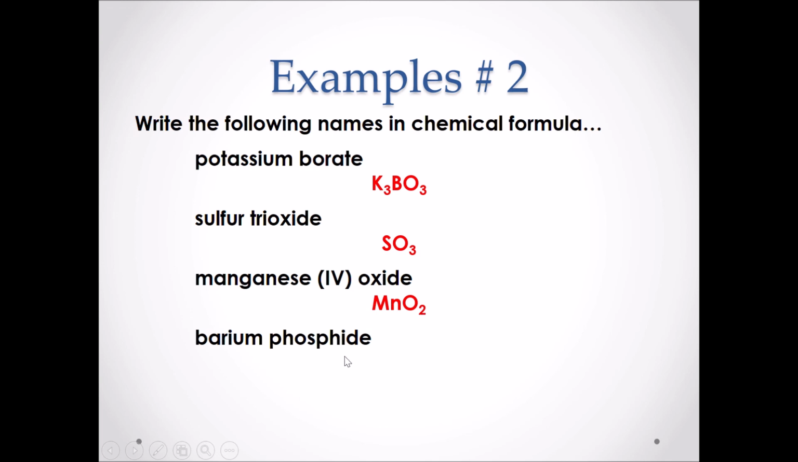In our last example, we have barium phosphide. Again, this is ionic, so we have to identify the charge of each element. Barium has a charge of 2+ and phosphorus has a charge of 3-. So when we swap and drop the charges, we are left with Ba3P2.